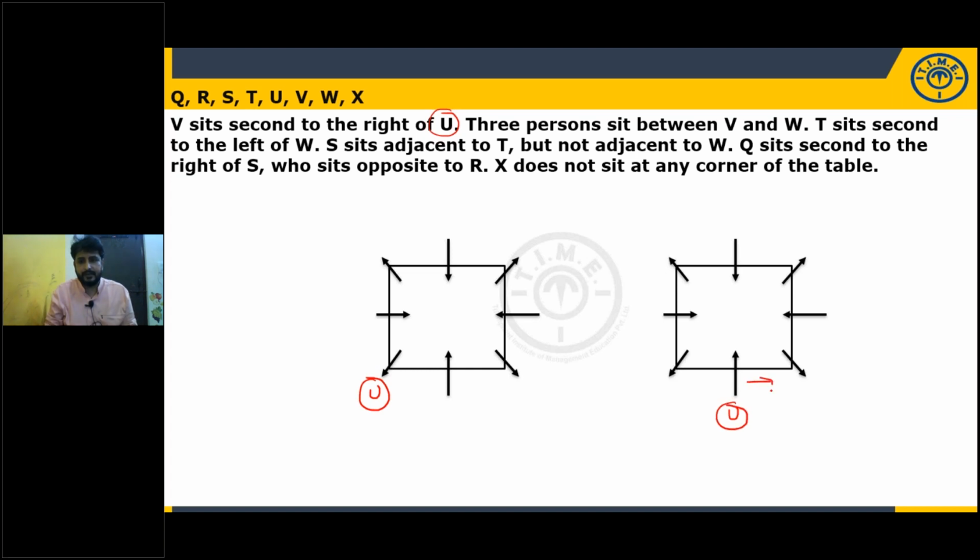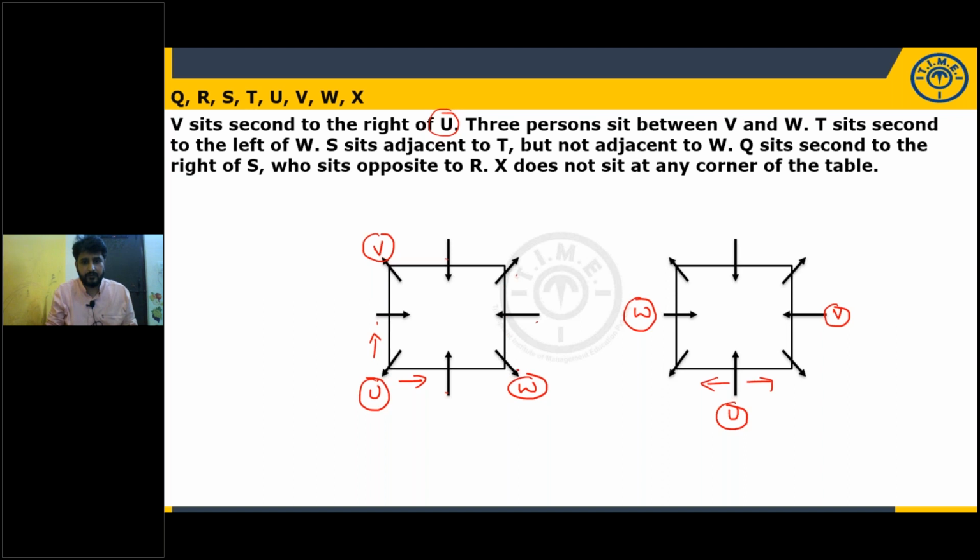For facing center, this side will be the right side, this side will be the left side. So V is second right of U, so V will be here. Facing away from the center, this side will be the right side, this side will be the left side. So second right will be here, V will be here. Three persons between V and W: 1, 2, 3, or 1, 2, 3. In both the cases, it will be W, so the opposite side is W.